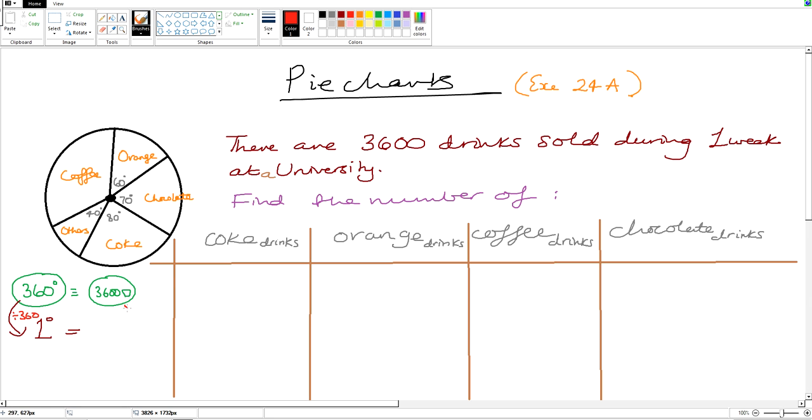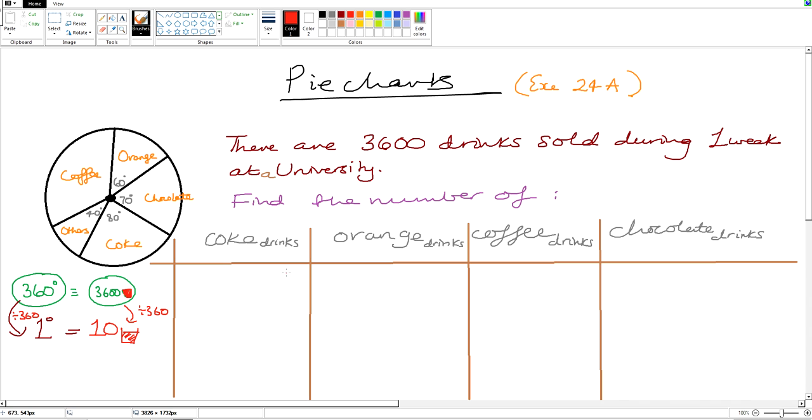What we do on the left-hand side, we do on the right side. So 3,600 drinks divided by 360. So 3,600 divided by 360 will give us what? 10. Beautiful. So each 1 degree stands for 10 drinks. What we establish first of all here is what each degree of the pie chart represents in real life. Are we happy so far?